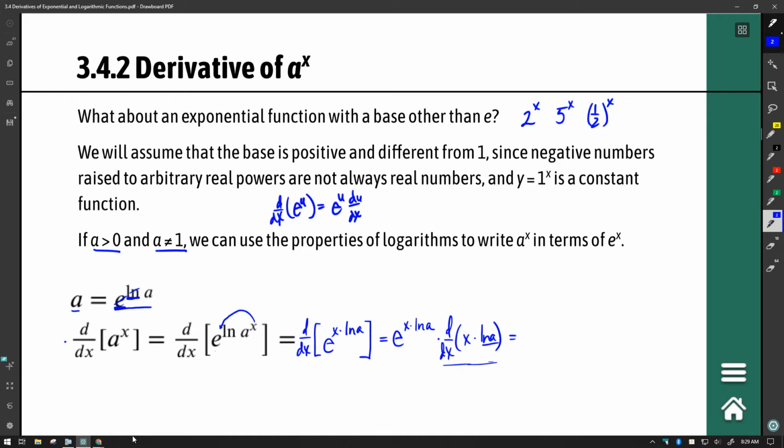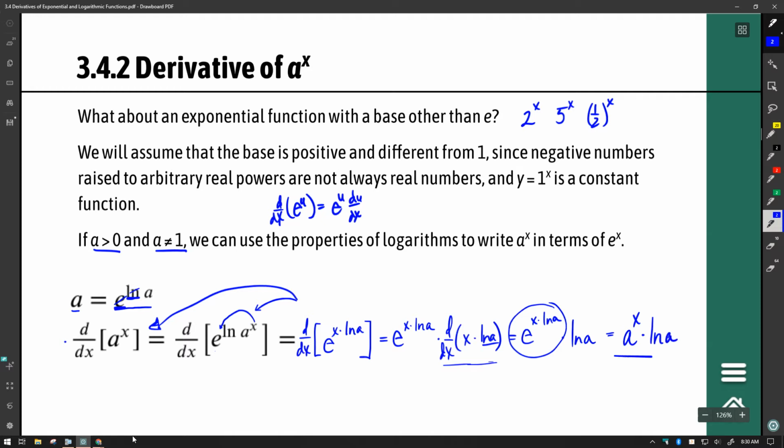So we can write this now as e to the power of x times natural log of a, times the natural log of a. So what does this mean when we simplify? Well, let's substitute back in what this e to the x natural log of a originally was. Well, e to the x natural log of a was actually this first, e to the natural log of a, to the x, and before that, it was just a to the x. So I can replace this with a to the x times natural log of a. And there we have it.